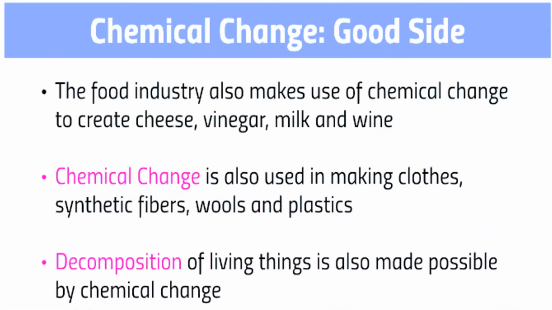Another useful effect of chemical change is in the food industry. It also makes use of change in chemicals to create cheese, vinegar, milk, and wine. It is also used in making clothes, synthetic fibers, wools, and plastics. Decomposition is also a useful thing in our environment. It is made possible by chemical change.